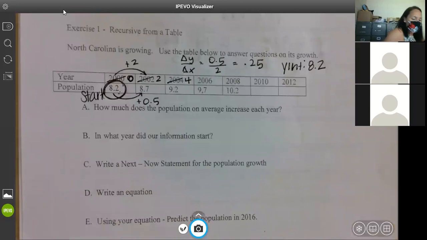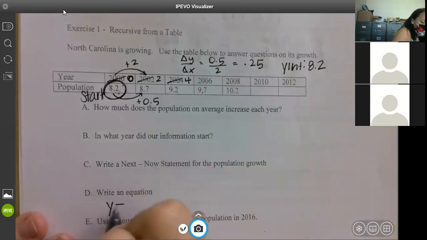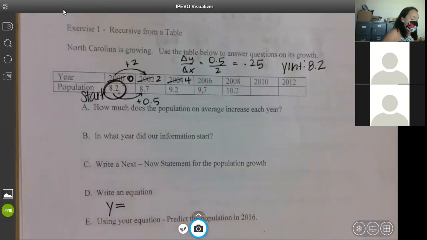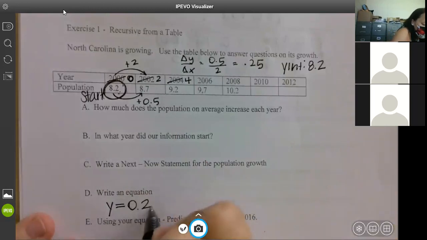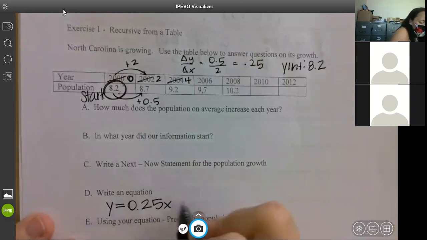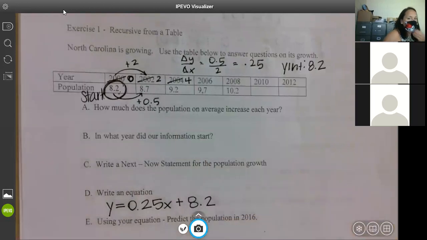All right, write an equation. Y equals, what was our slope? Anybody? 0.25. You can put just 0.25. That's fine. And where did we start? A positive 8.2.